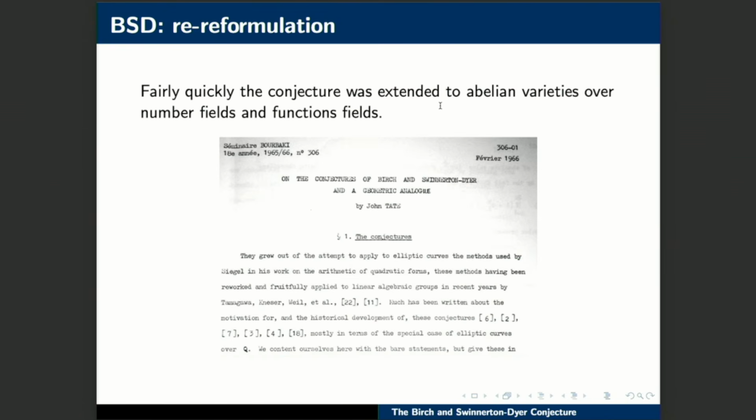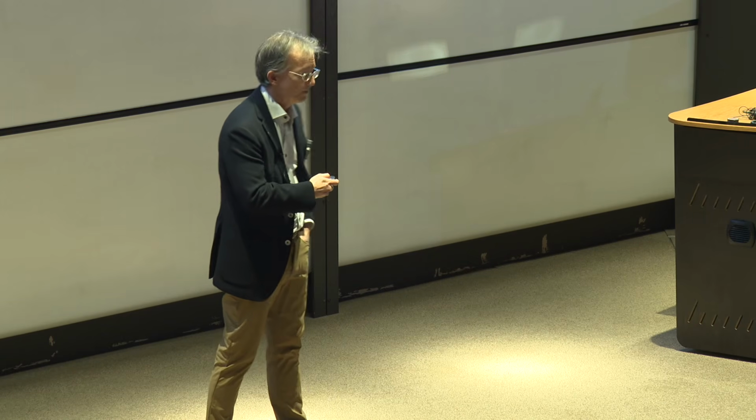Fairly quickly, the conjecture was absorbed by the number theory community, quickly generalized and extended beyond elliptic curves to other algebraic groups like abelian varieties, or even elliptic curves over number fields, or abelian varieties over function fields and the like. And the same year that Birch and Swinnerton-Dyer's second paper came out, John Tate gave a Bourbaki seminar talk where he described many of these conjectures and also some very important results towards them.